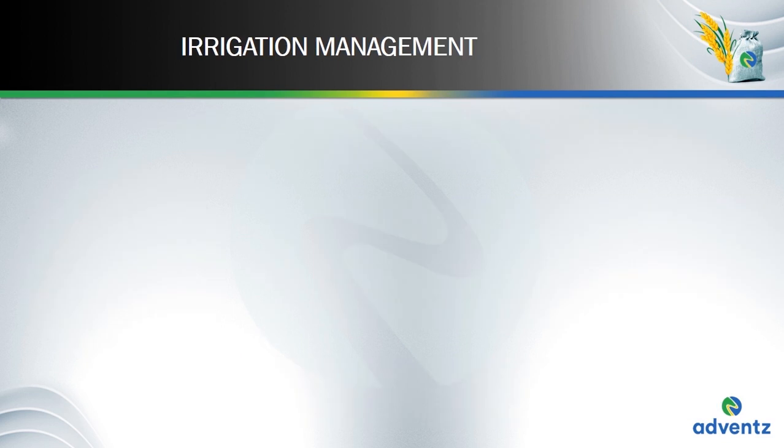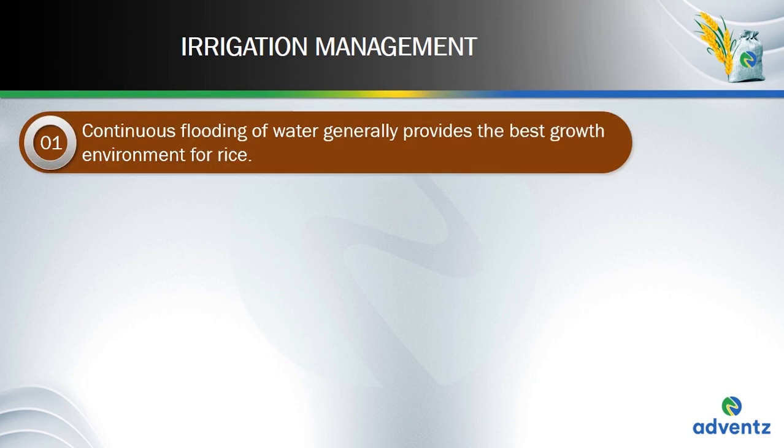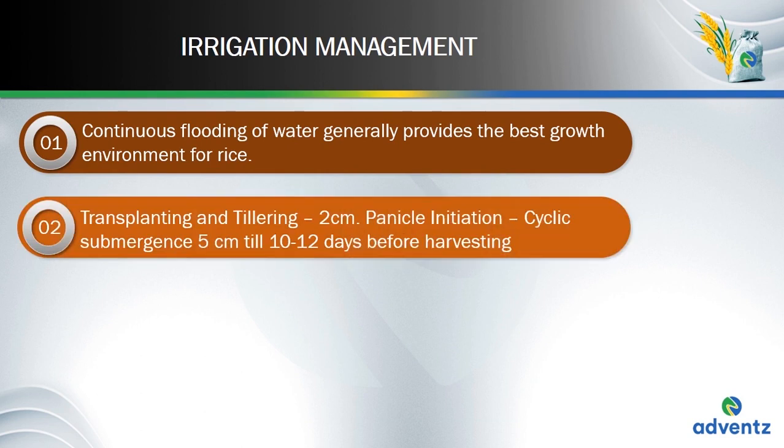How do we do irrigation management? To provide the best growing environment of rice, we need to flood the soil continuously. At the time of transplanting and during tillering, a shallow depth of 2 centimeter water is adequate. In the panicle initiation stage, cyclic submergence of 5 centimeter has to be continued throughout the crop period till 10 to 12 days before harvesting. Cyclic means that we keep on flooding the land with water every time it drains out.